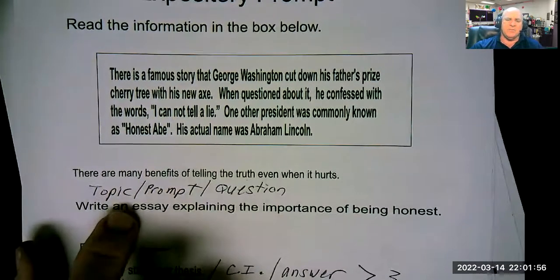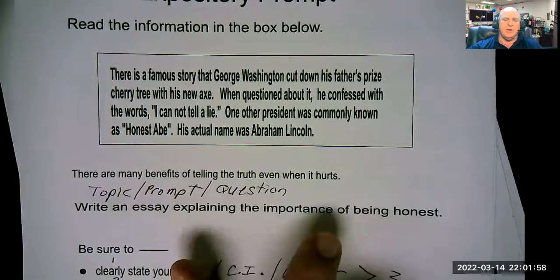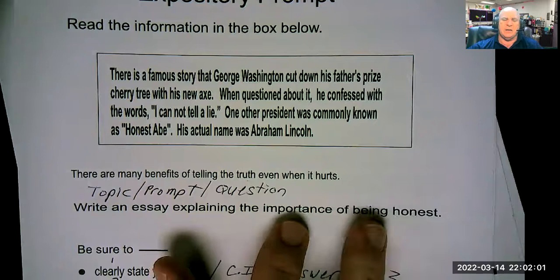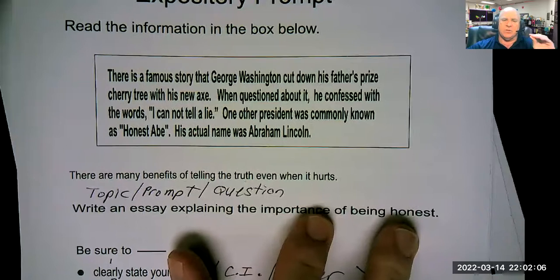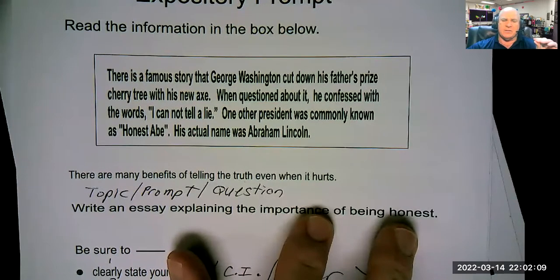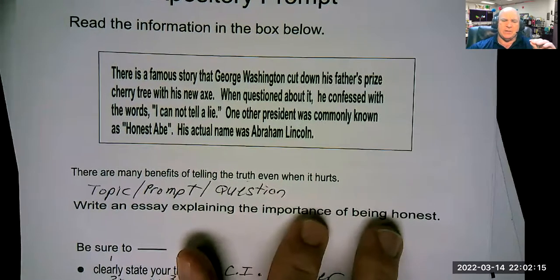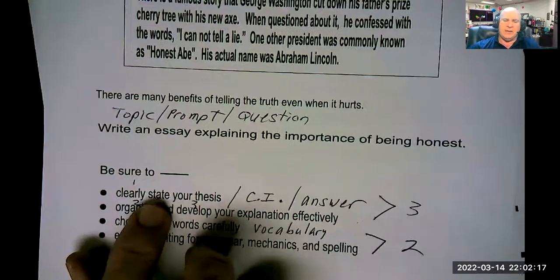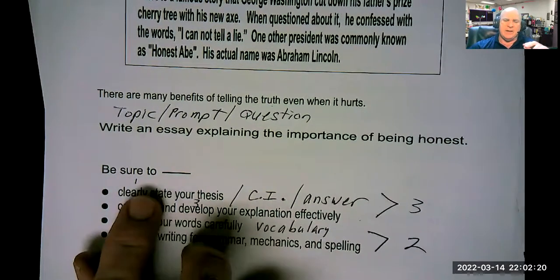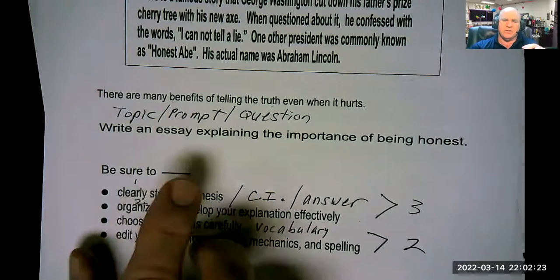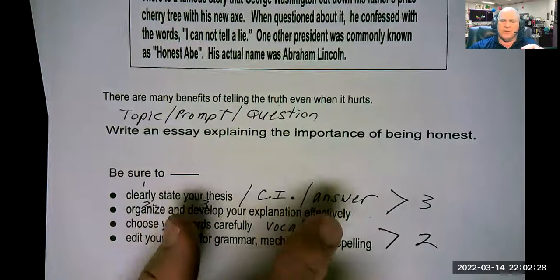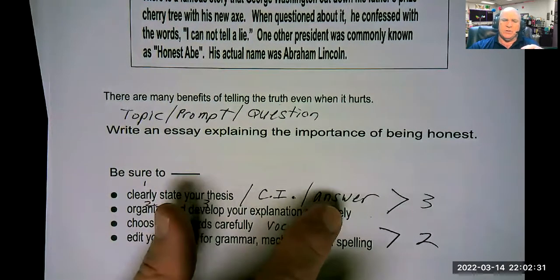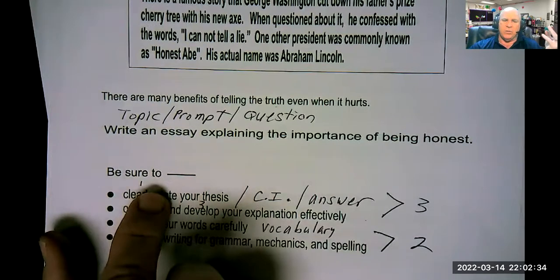If your students write, it is important to be honest, all they're doing is restating the topic. That's too vague. That's not a thesis statement. What they need to do is take this red light and turn it into a yellow light by clearly stating a thesis, because that's just too vague, with an idea, what would also be known as the answer to the question, to get to what I call one land.